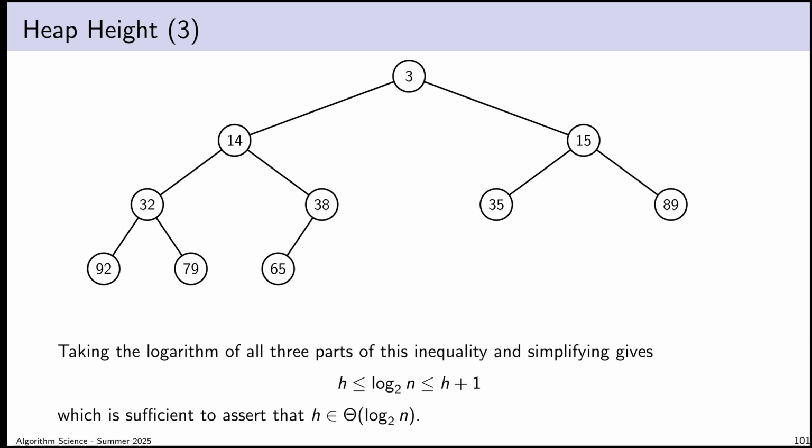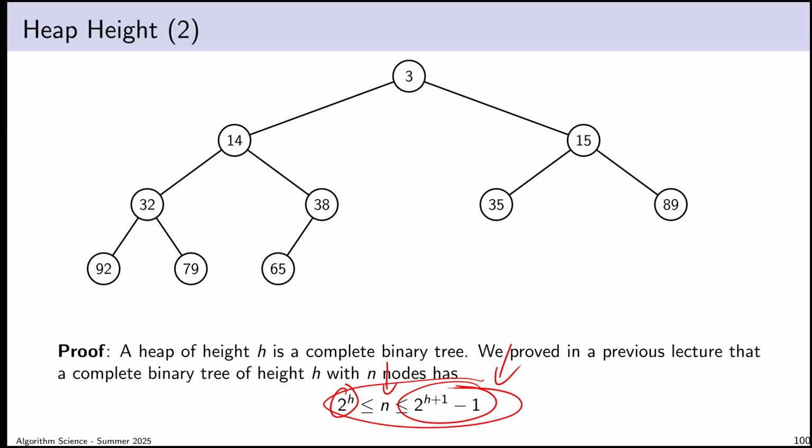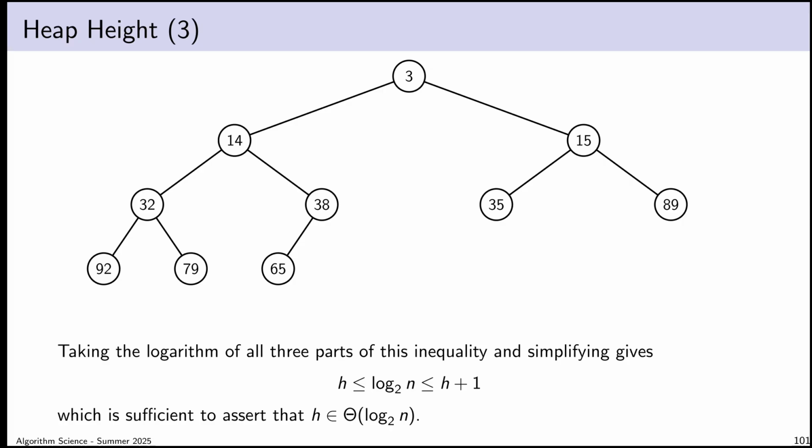All we really need to do to show that the height is less than or equal to log n is take the logarithm of each part of this inequality. So we start with our theorem from 2 lectures ago, and then we just take the logarithm of everything, and we get that h is less than or equal to log base 2 of n, which happens to be less than or equal to this, but we don't really care as much about that. All we care about is that this gives us big theta for free. This part gives us big O, and then this part gives us big omega, which then gives us big theta.